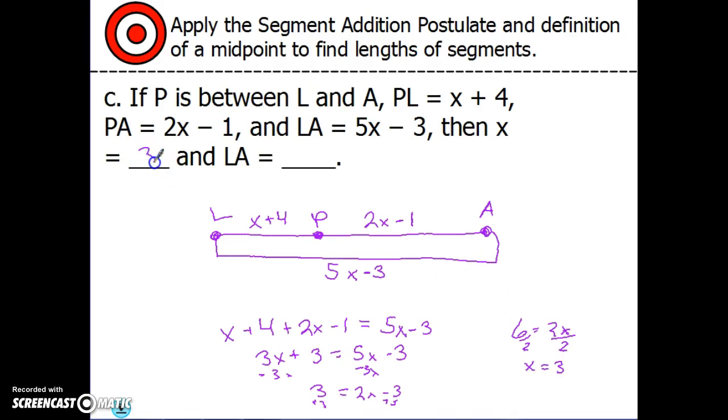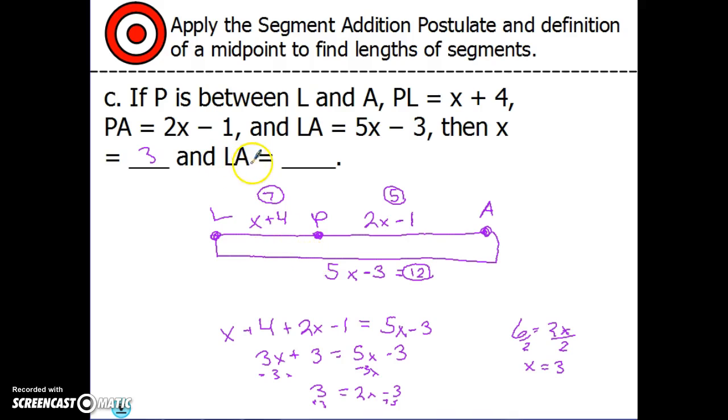So that was step 1. We know what x equals now. Since we know what x equals, we can plug it into our equations to figure out how long each of these segments is. If I plug 3 in for x, 3 plus 4 is going to be 7. So the length of LP was 7. If I plug 3 in for x here, 2 times 3 is 6, minus 1 is 5. So the length of PA is 5. And if I plug 3 in here, 5 times 3 is 15, minus 3 is going to equal 12. And look, it all works out. 7 plus 5 equals 12. That's exactly the relationship I was looking for.